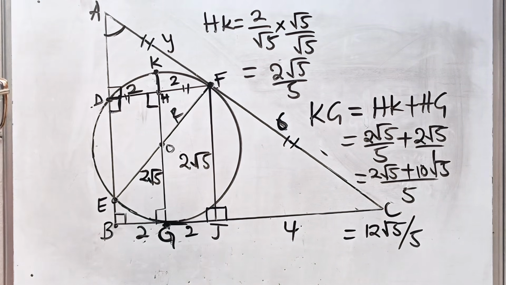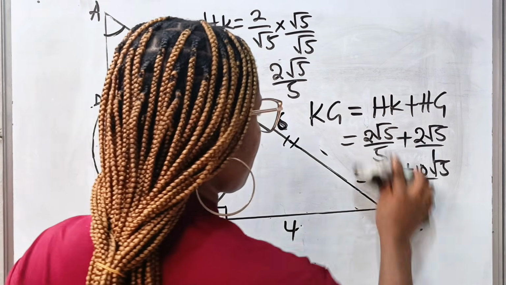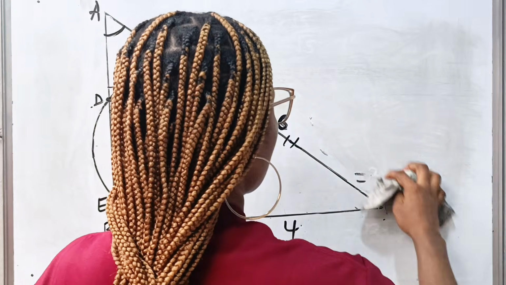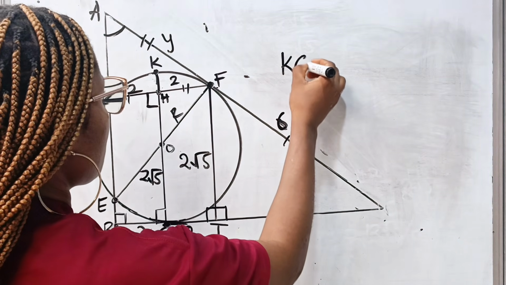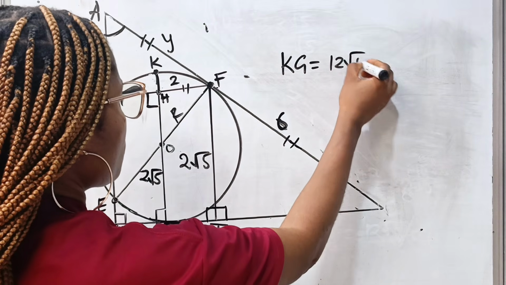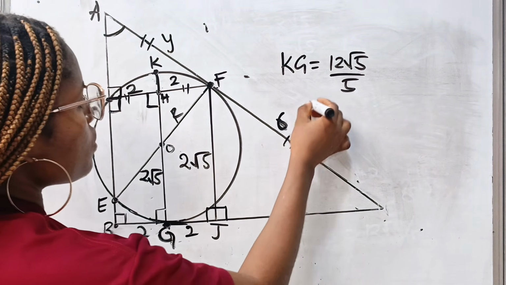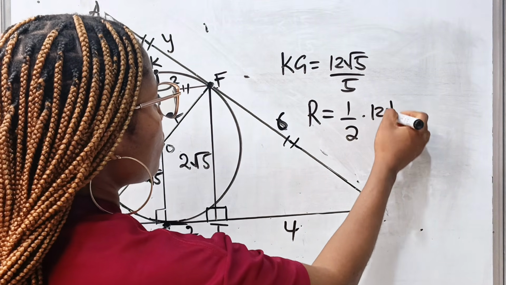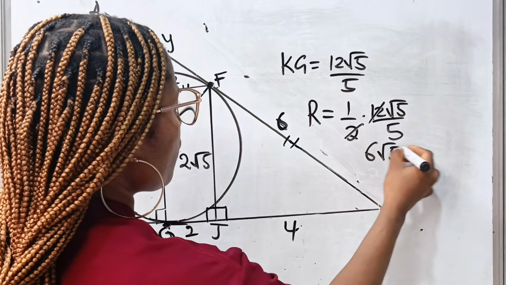But remember that KG is our diameter, right? KG is our diameter and we have 12 root 5 over 5. I think that is what I got. So the radius of the circle will be half of 12 root 5 over 5, and this will give us 6 root 5 over 5.